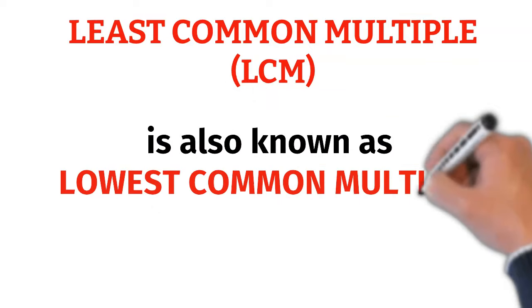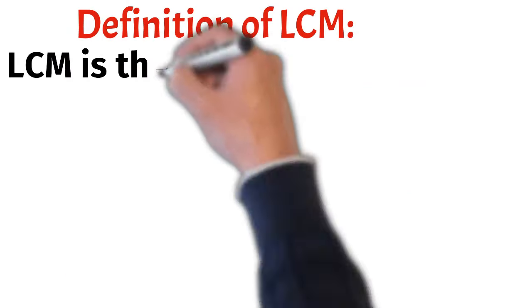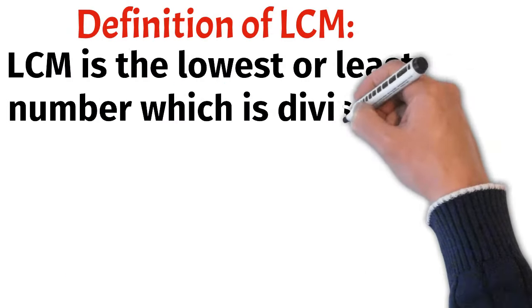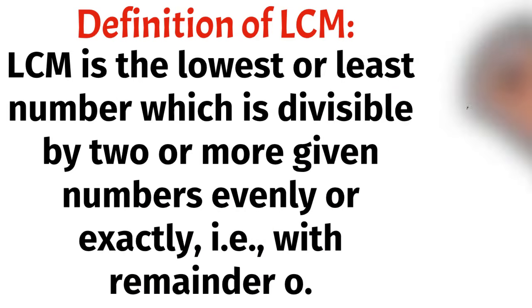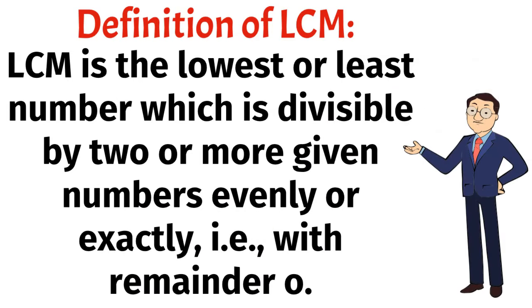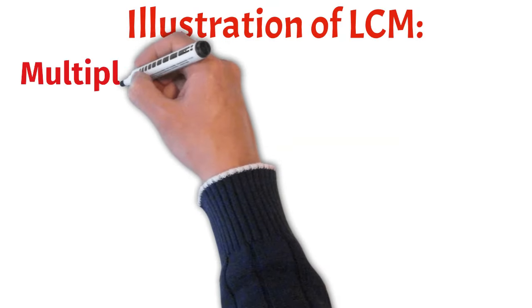It is otherwise known as lowest common multiple or smallest common multiple. LCM is the lowest or least number which is divisible by two or more given numbers evenly or exactly, that is with remainder 0. For example, let's assume the given numbers are 6 and 8.